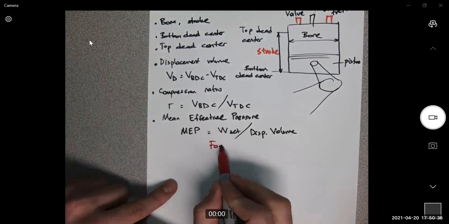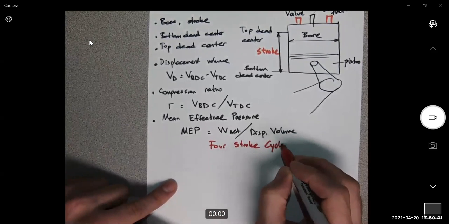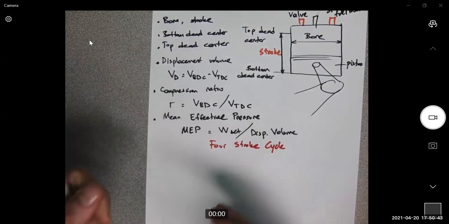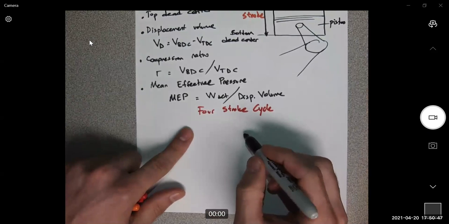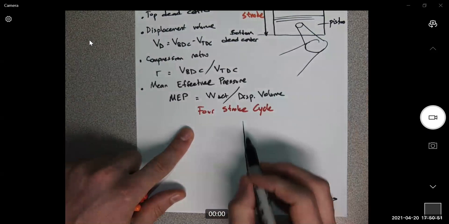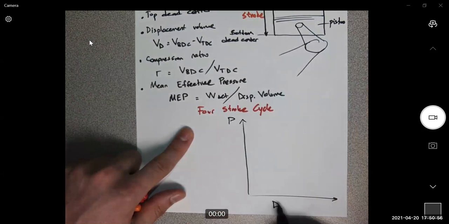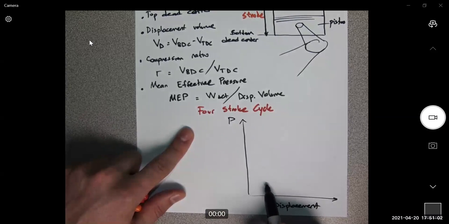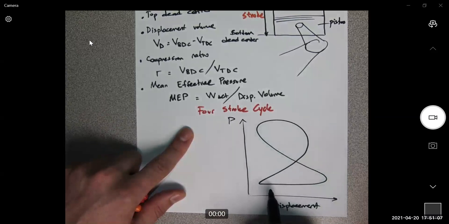For the four stroke cycle, this is called a four stroke cycle because it has four strokes in one cycle. So in a PV diagram, pressure times displacement over this displacement. Okay. So this is how it looks on a PV diagram.